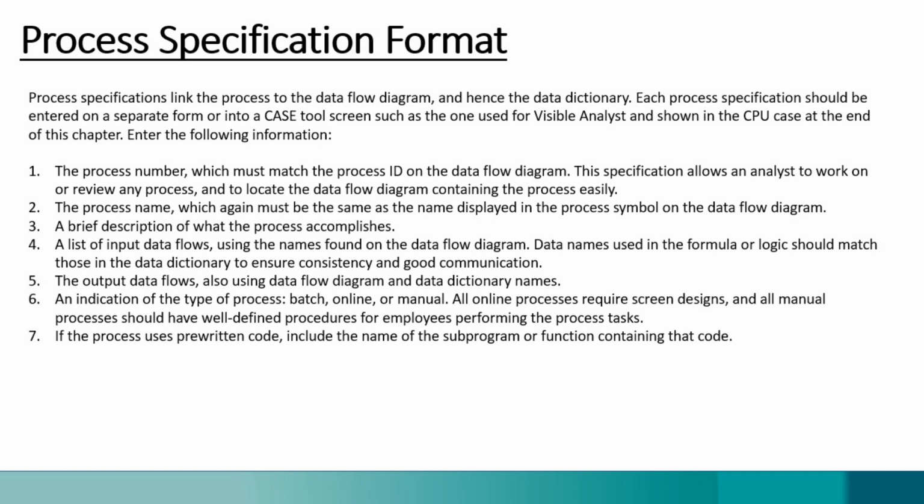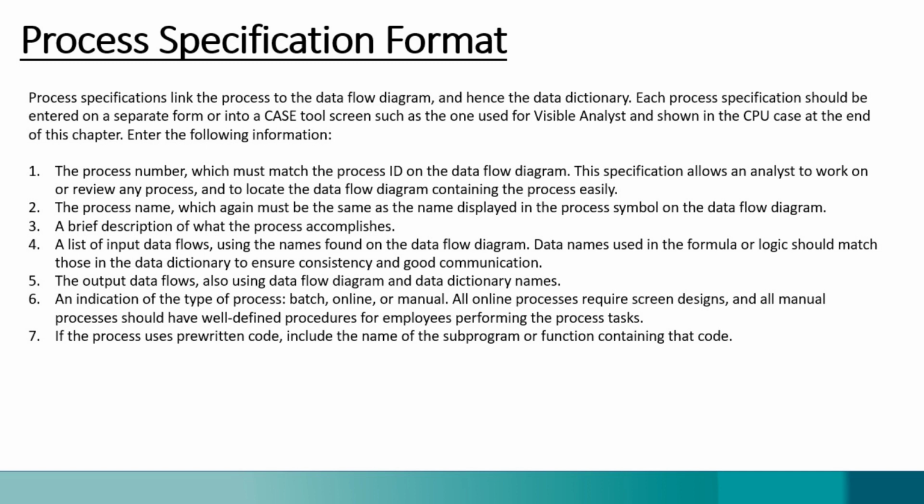This allows an analyst to work on or review any process, and to locate the data flow diagram containing the process easily. 2. The process name, which again must be the same as the name displayed in the process symbol on the data flow diagram. 3. A brief description of what the process accomplishes. 4. A list of input data flows, using the names found on the data flow diagram.